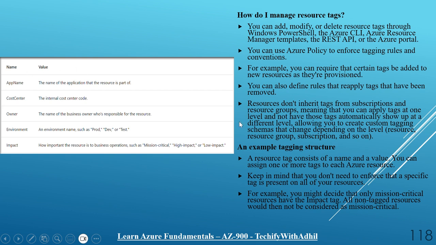So here you can see a screenshot of that, like app name, the name of the application the resource is part of, then cost center, then owner, where the value will be the name of the business owner responsible, then environment, where the value will be production, development, testing or UAT. Impact, how important the resource is to business operations, such as mission critical, high impact and low impact. So if you have tags with these names, then the value can be the detail for that name.